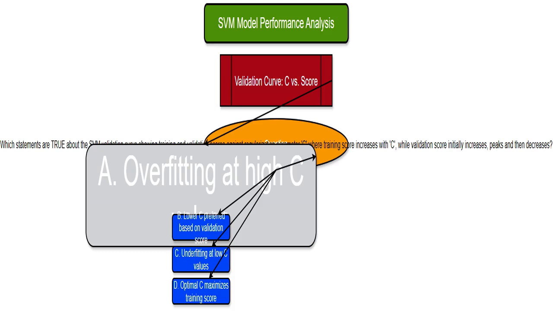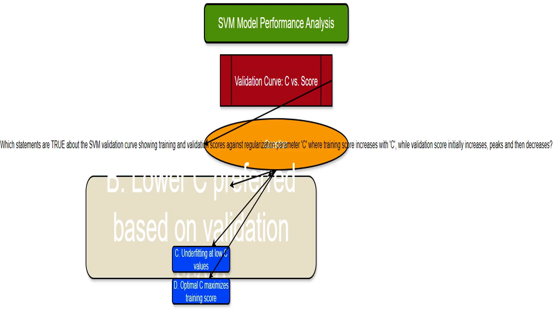We're examining the relationship between the C parameter, the training score, and the validation score. The goal is to identify which statements accurately interpret the results displayed by the validation curve. Let's consider option A. High values of C mean the SVM model is allowed to be very flexible and complex. If the training score is high but the validation score is low at high C values, that's a classic sign of overfitting. The model learns the training data too well and doesn't generalize to new data very well. So, we need to see if the validation curve indeed shows this behavior.